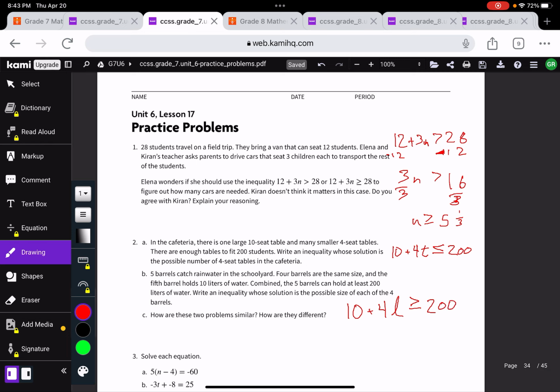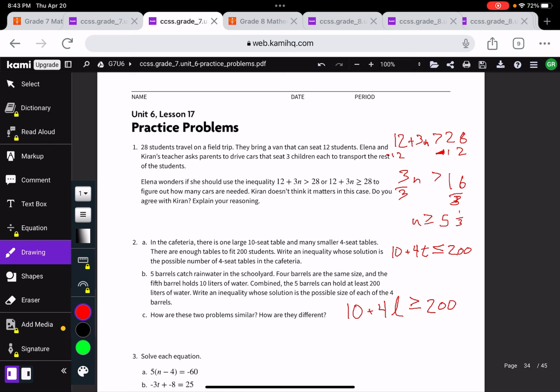Which is kind of weird. And then the question says, write an inequality. Oh, good, we don't have to solve it. Even though, guess what? We're going to get the same answer as A. Now look at the equation for A and look at the equation for B. It says, how are these similar?